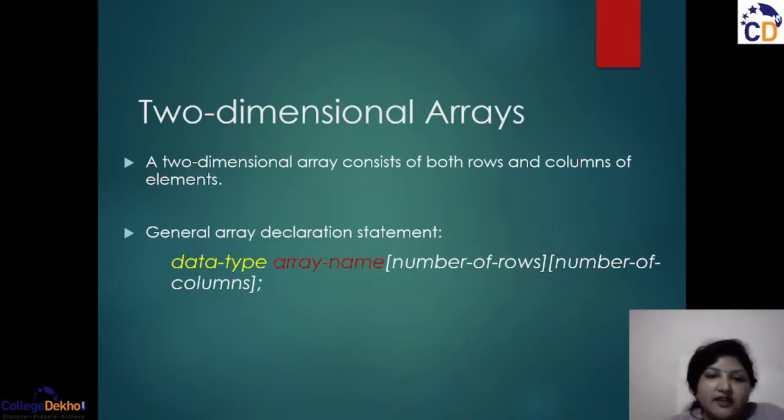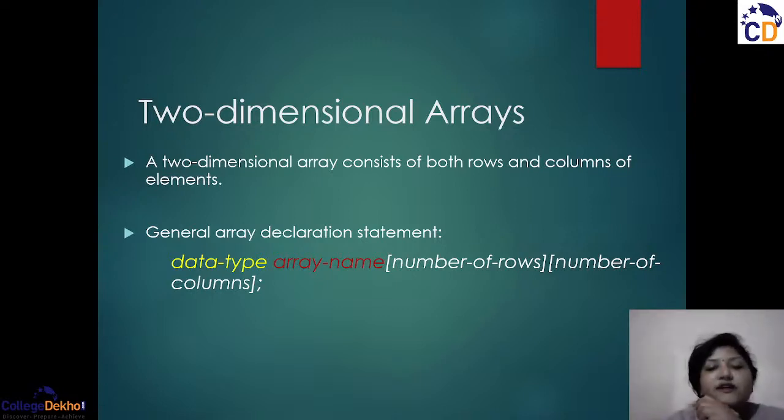A two-dimension array consists of both rows and columns of elements, right? How to declare it? What is the syntax? Let's see. Data type, same. Array name, space, array name. Whenever you write a single dimension array, just write down the size. Whereas when we have a two dimension array, we write the number of rows, then again a square bracket with the number of columns, right? Then a semicolon to end the line. This is how we are going to write it.